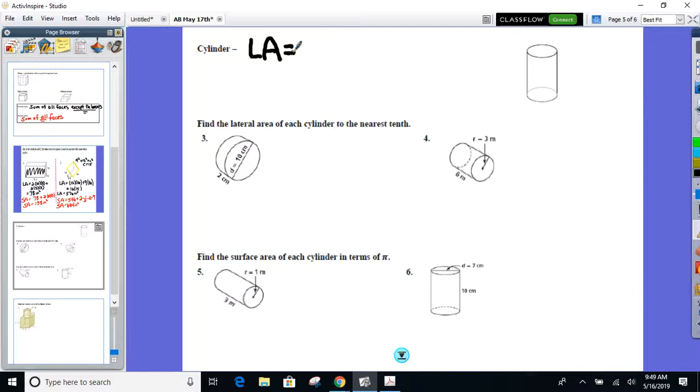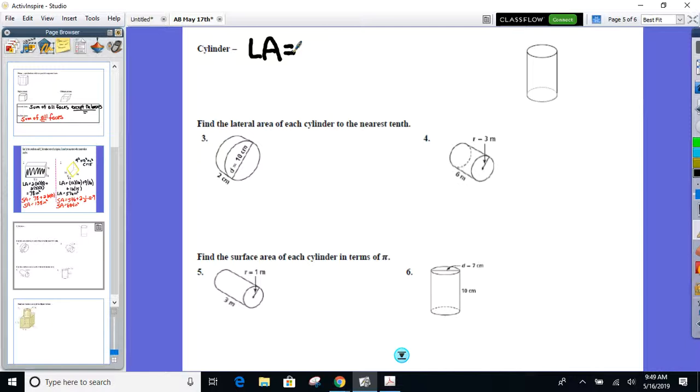Here's my cylinder. I took off the bases. Here's what's left. What's left when I unfold it? A rectangle, which is length times width. But that's not going to be the lateral area I write down. I want you to get more specific. There's my cylinder again. How can you express what this is on the cylinder? That's the height.